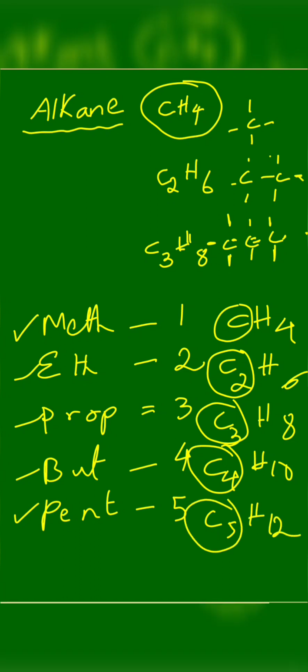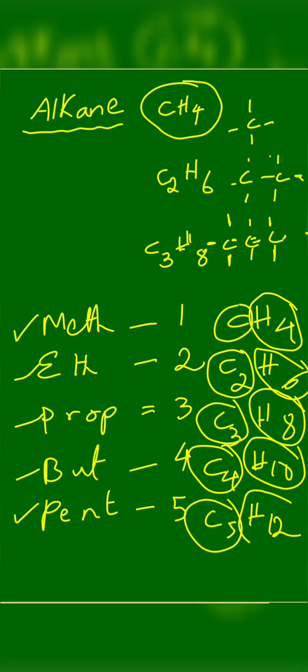And what about the hydrogen? You will see it was H4, then became H6. Two more hydrogen, again two more hydrogen, again two more, again two more. So hydrogen is increasing by two. Carbon is increasing by one.